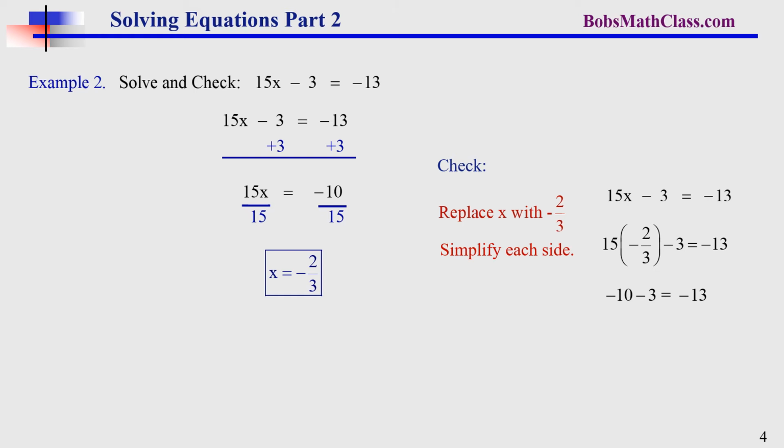Bring down a minus 3. And then negative 10 minus 3 is negative 13. Since we have the same number on both sides, we're confident that our answer is correct.